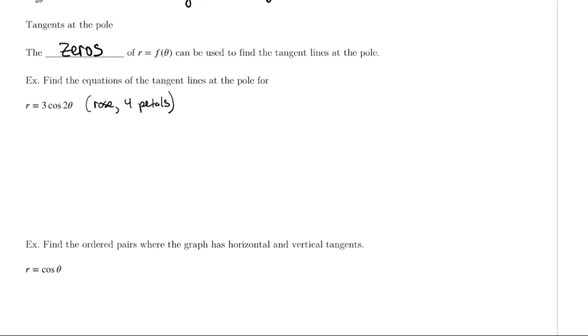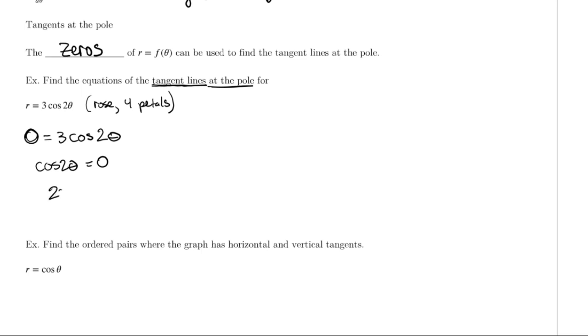And what we do anytime we're seeing a question asking for tangent lines at the pole, we need to find the zeros. So if I make r equal to 0, we're going to solve this equation: 0 equals 3 cosine 2 theta. We divide by 3. I'm going to flip sides here. We get cosine of 2 theta equals 0.